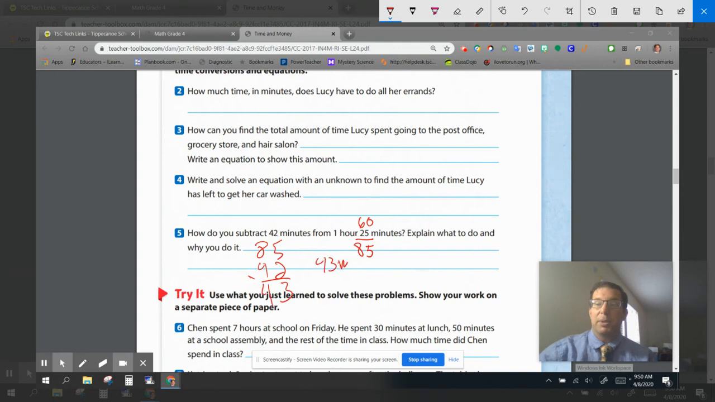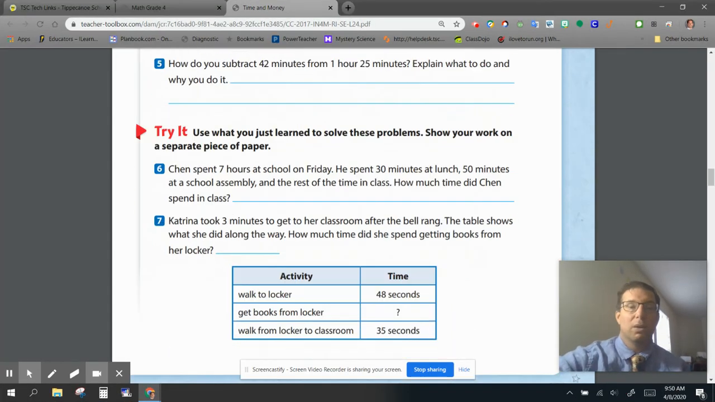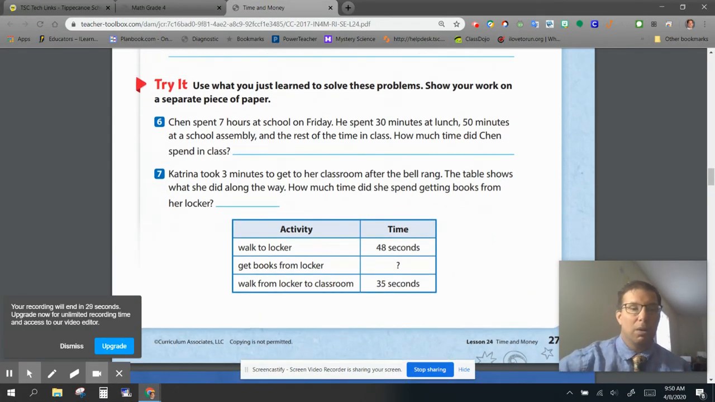Okay, go ahead and pause it now to do the try it on your own, and unpause it once you are finished. Okay, it's telling me that I have 25 seconds to do the remaining part.